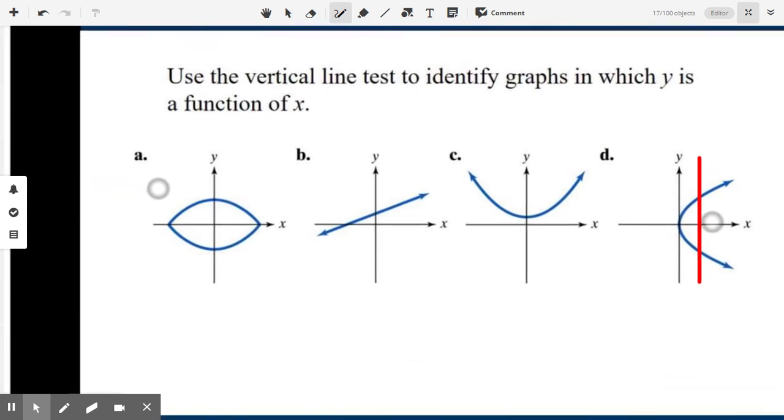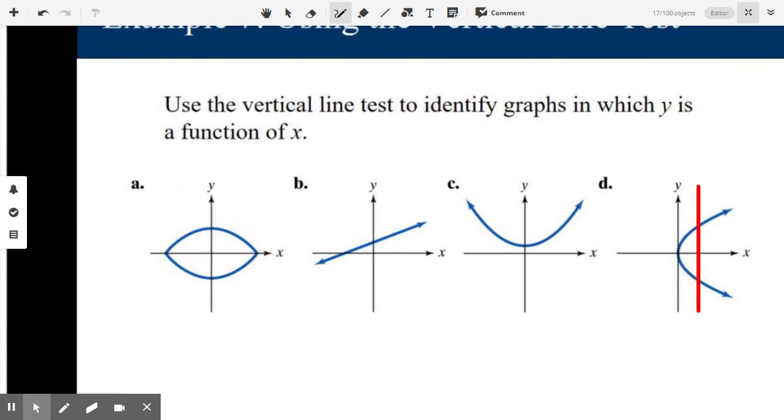So here are 4 examples right here of graphs. Now you'll notice right here, if I took a vertical line, I'm touching this graph in 2 spots. There's points directly above and below each other, so this one we know is not a function. This one, no matter where I put a vertical line, it is never going to touch the graph in question more than 1 point at a time. It's only going to have 1 intersection point, no matter where I put that vertical line. So this one is a function.